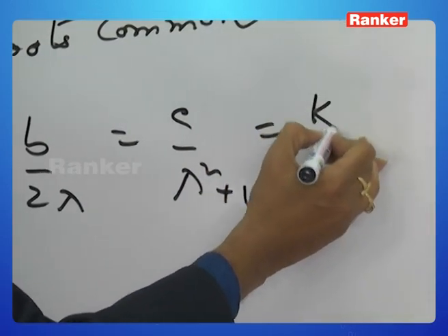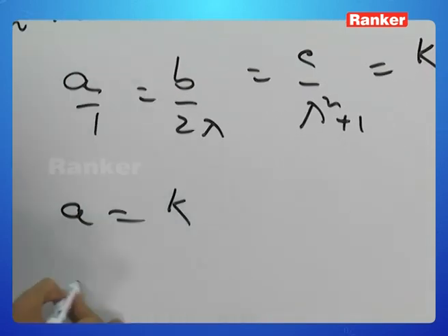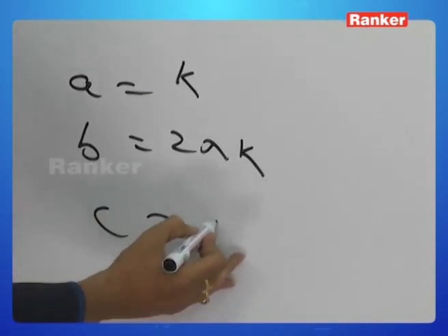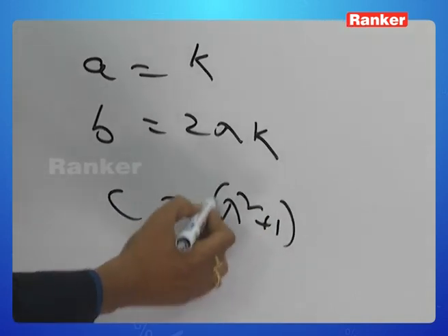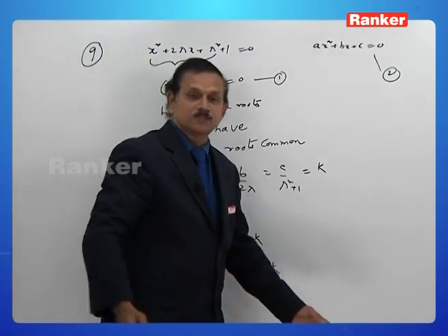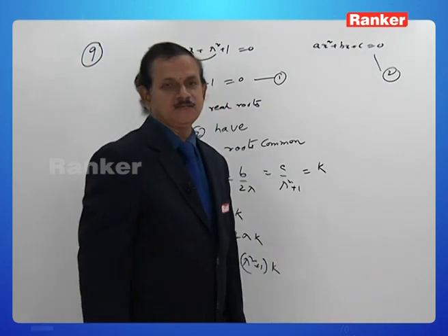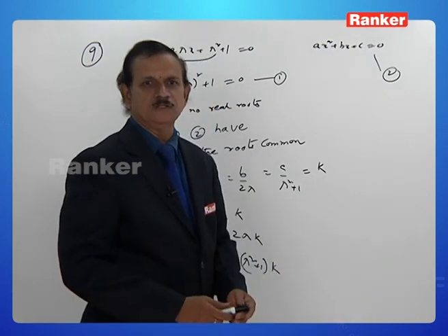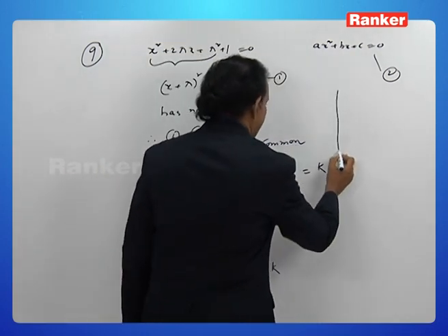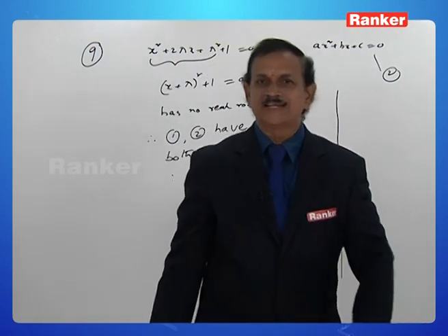Let me suppose this sum is k. From this, a is equal to k, b is equal to 2 lambda k, and c is equal to lambda square plus 1 into k. Okay, we could have estimated a, b, c in terms of lambda and k. Another important information is given in the data. What are small a, small b, small c? They are the sides of a triangle.